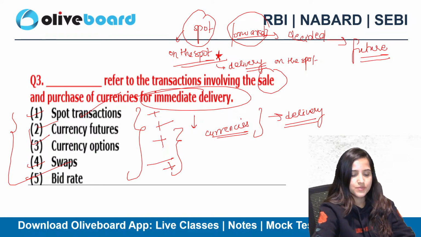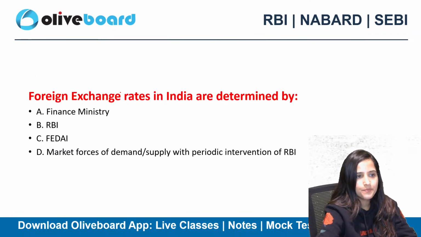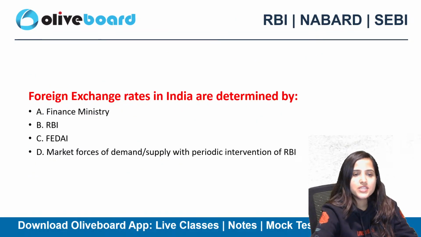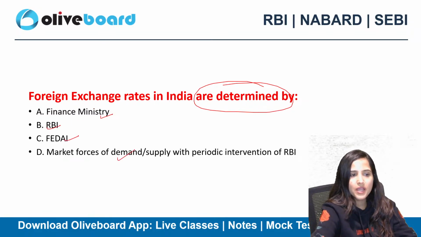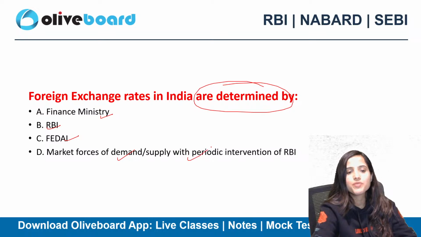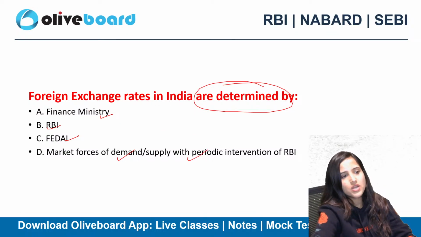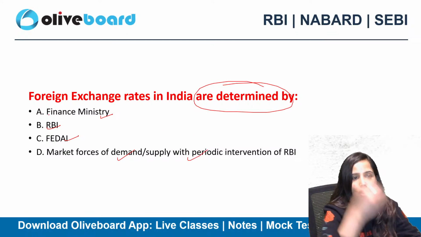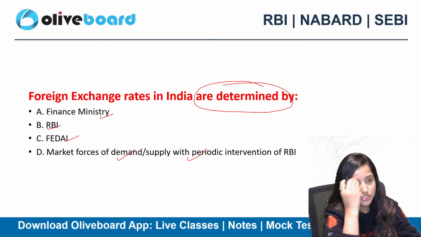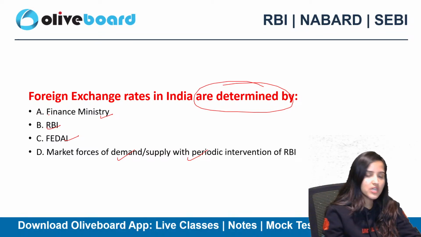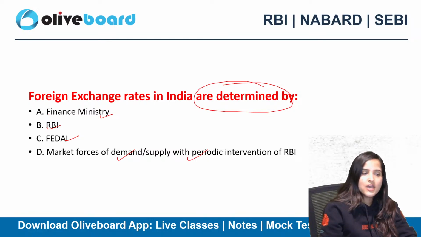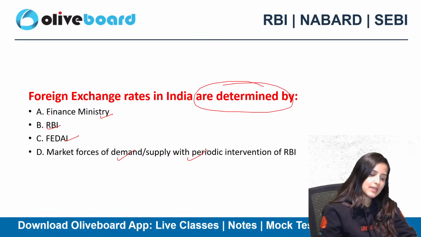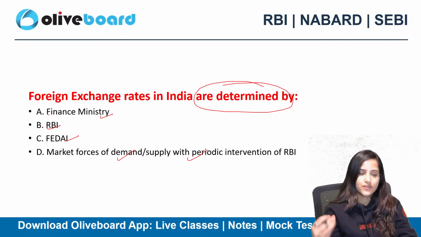Spot transactions. Okay, clear. Then foreign exchange rates in India are determined by Finance Ministry, RBI, FEDAI or market forces of demand supply with periodic intervention of RBI. So what is the answer to this question? कौन करता है determine foreign exchange rates को? Finance Ministry India में, या फिर RBI, या फिर FEDAI, या फिर मार्केट फोर्सेस ऑफ डिमांड सप्लाई है, लेकिन आरबीआई का पीरियोडिक इंटरवेंशन होता है.